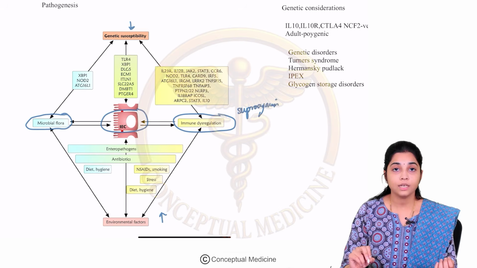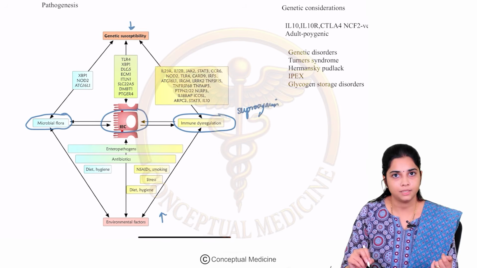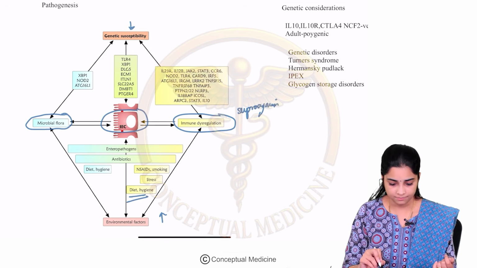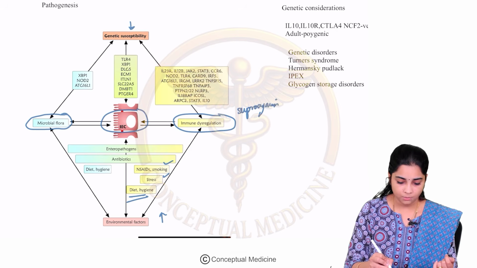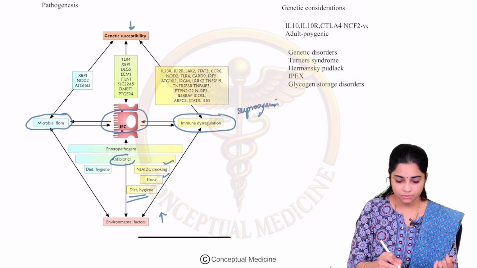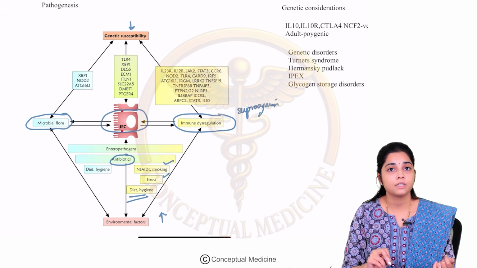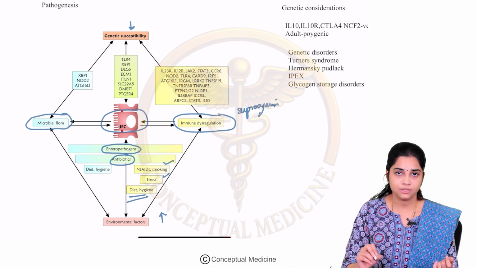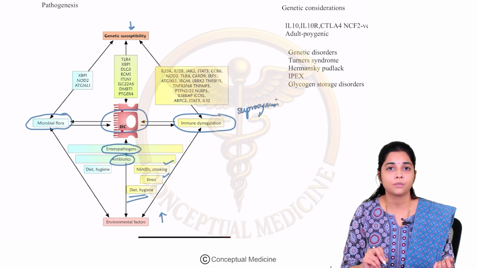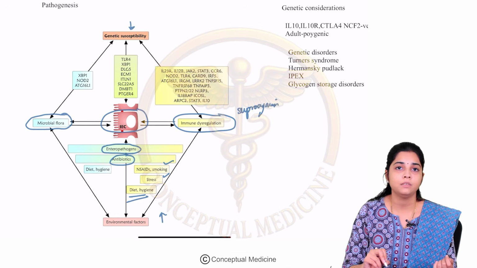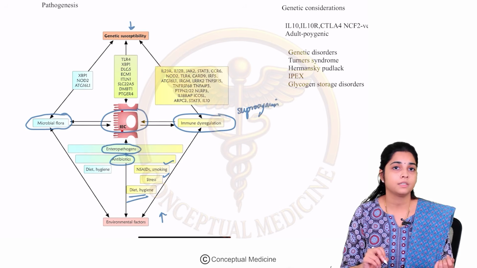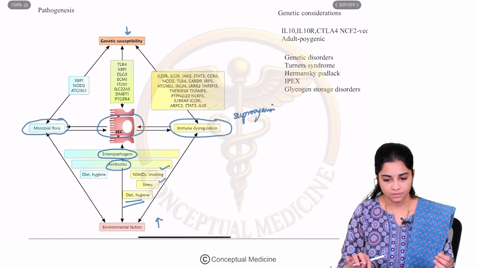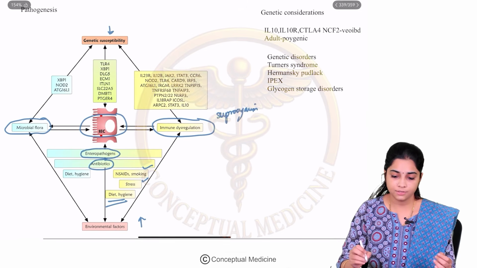So, what are the environmental triggers for your IBD? The environmental triggers are diet and hygiene, stress, smoking, antibiotic use, especially in the first year of life. Then, presence of enteropathogens like Klebsiella, E. coli, Enterobacter. So, all of these have been implicated as environmental triggers for IBD. Plus, you have a genetic susceptibility. So, what are the genetic considerations that you have to take?